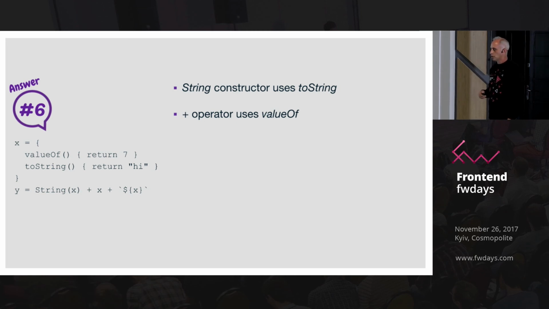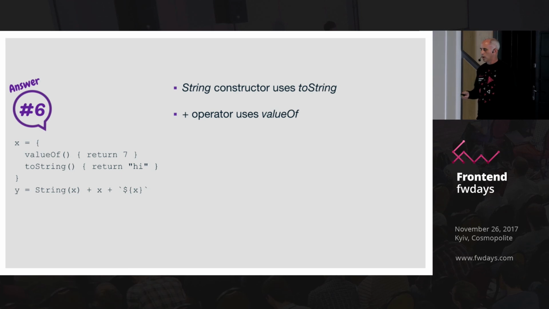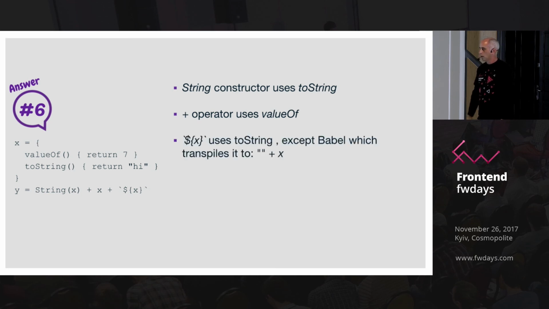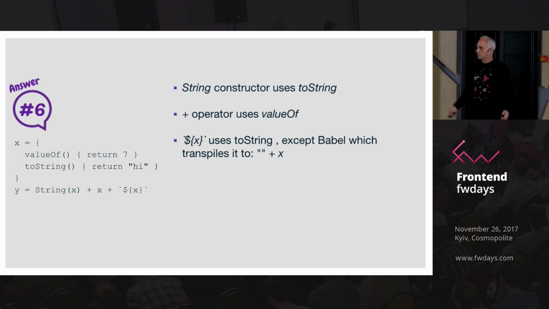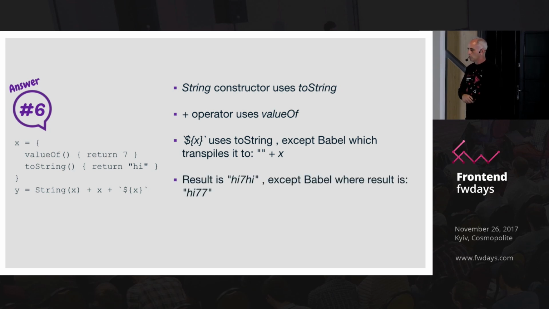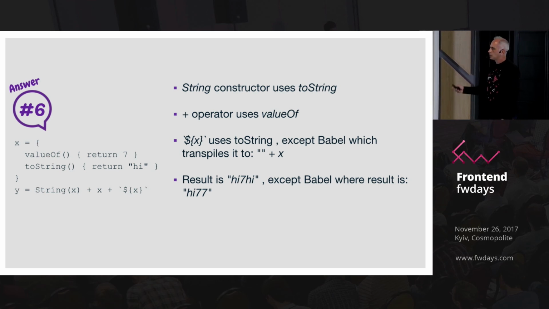The third one is the interesting case because what we have here is the template strings, and inside of it we're using x, and effectively we want to use it as a string, which is why all the browsers converted to string except Babel, which isn't a browser, which for some reason creates code that has empty string plus x and consequently does 7. So basically, all the browsers will generate "hi7hi", but if you use Babel on it, you will get "hi77".